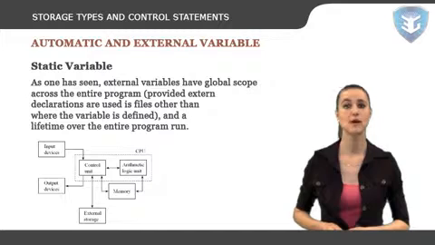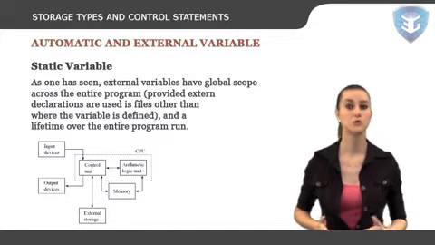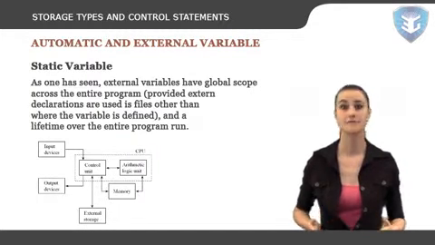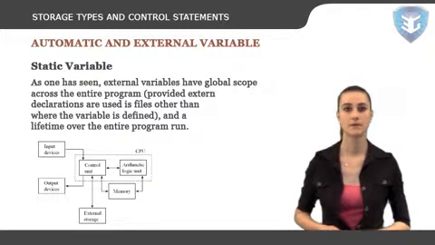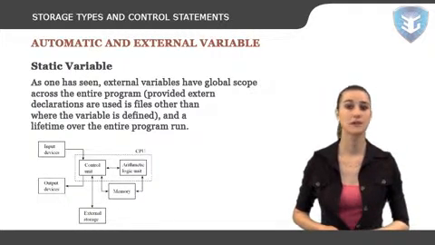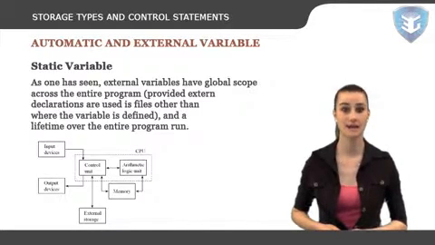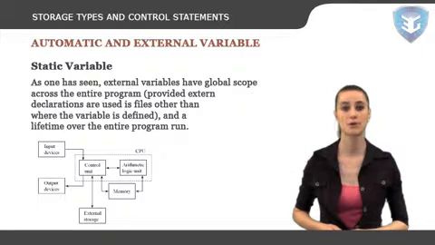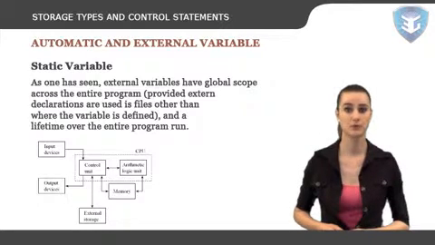Static variable. As one has seen, external variables have global scope across the entire program and a lifetime over the entire program run. The storage class static similarly provides a lifetime over the entire program. However, it provides a way to limit the scope of such variables, and the static storage class is declared with the keyword static as the class specifier when the variable is defined. These variables are automatically initialized to 0 upon memory allocation, just as external variables are. Static storage class can be specified for automatic as well as external variables.